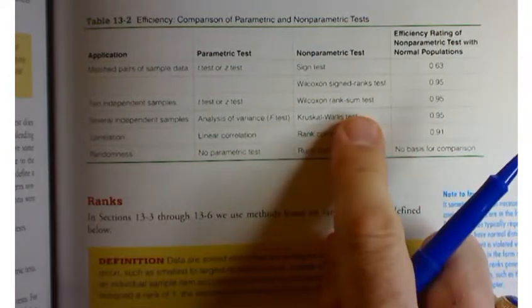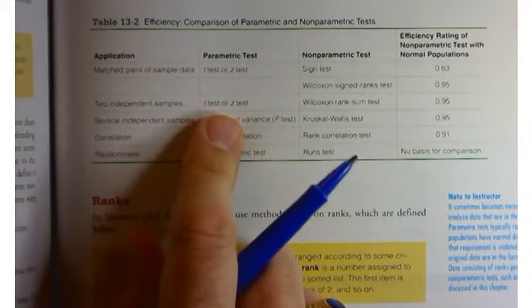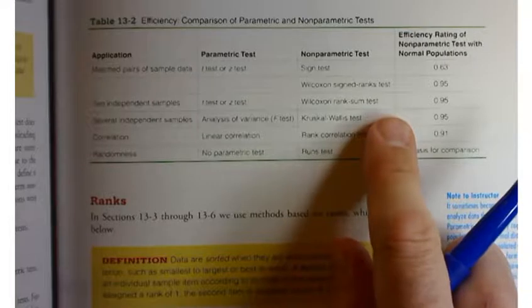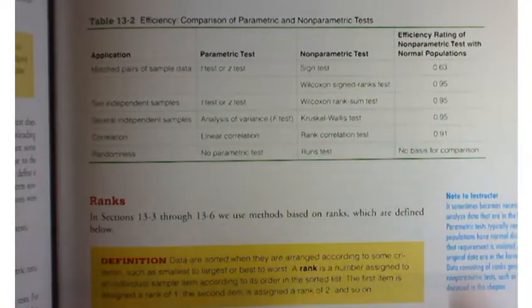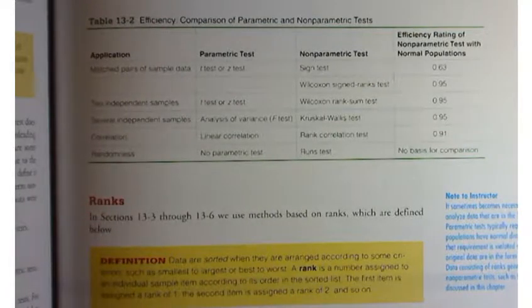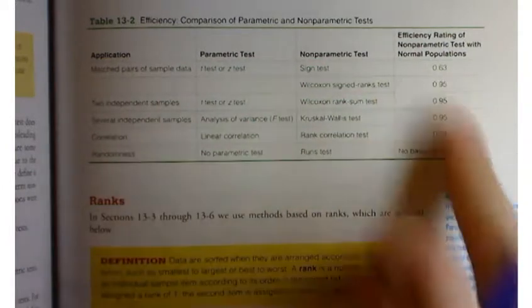Some other efficiencies, 2 independent samples. Again, we did that with z-test. Again, you can do that with a Wilcoxon rank sum test and get a 95% efficiency. We had dependent cases of paired data. We could do that with a parametric test. We could also do it with a sign test, etc.